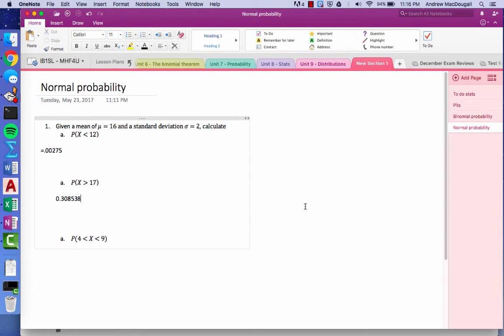And that makes a little bit more sense because we're actually pretty close to the average. We want everything to the right of that. So a good chunk of our area is in this section.